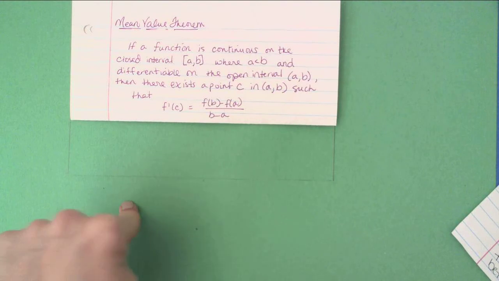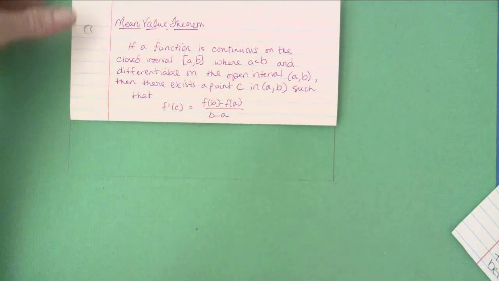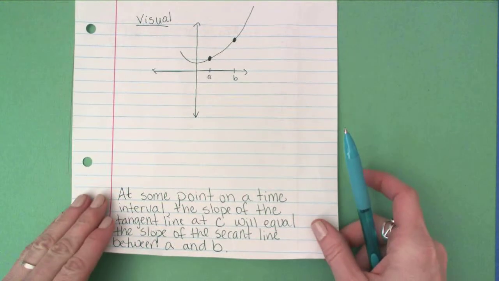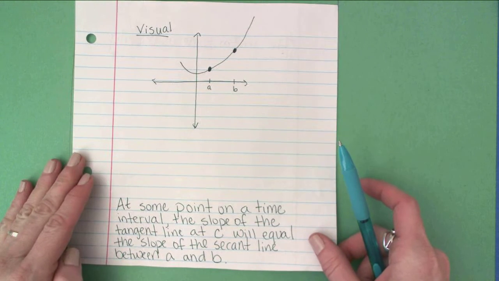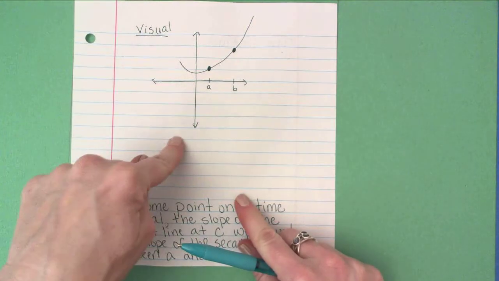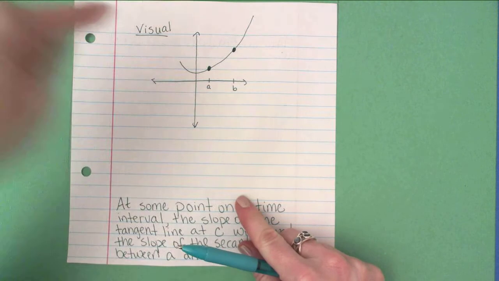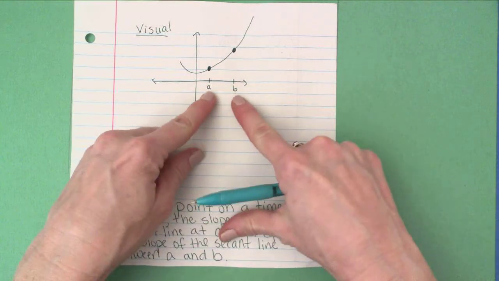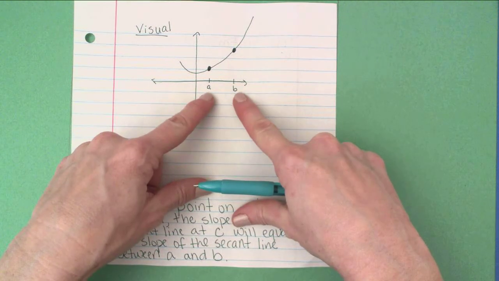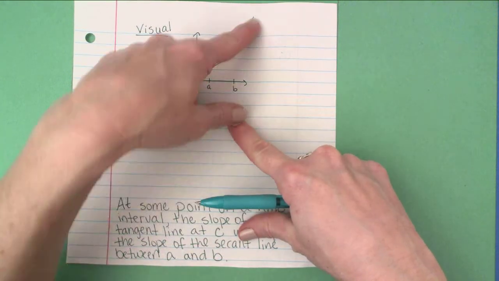Okay, now that you have the actual theorem written down, I'm going to bring it to life with a visual, which I often do. So here's the visual of the theorem. What I'll have you do, again, if you need to pause the video to do so, just write the word visual and draw me an x-axis and a y-axis. On the x-axis, we're going to section off a piece of it from a to b. And I'm just drawing a generic curve here.